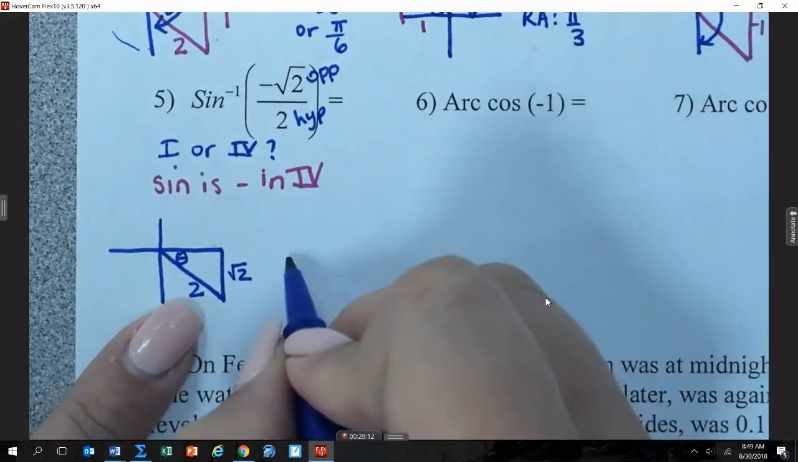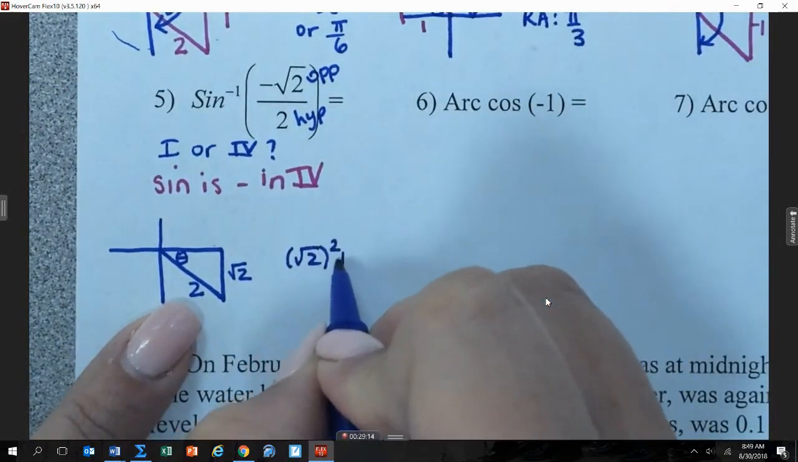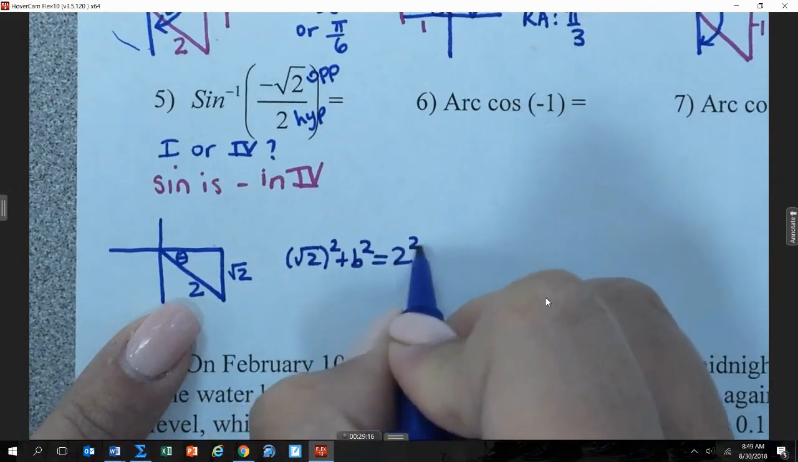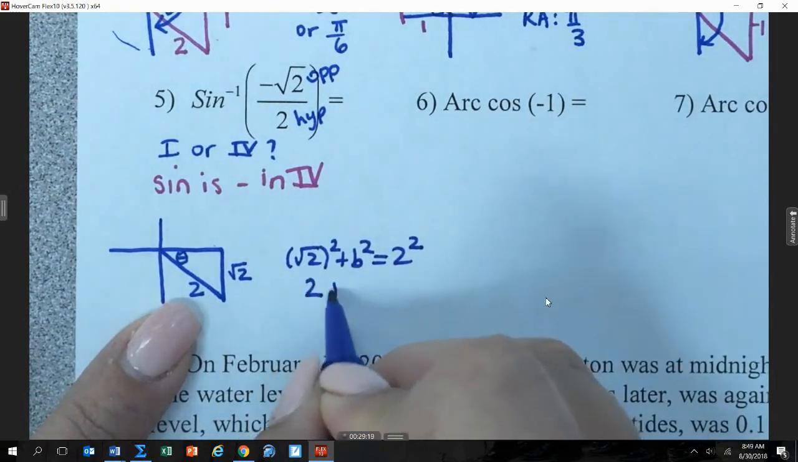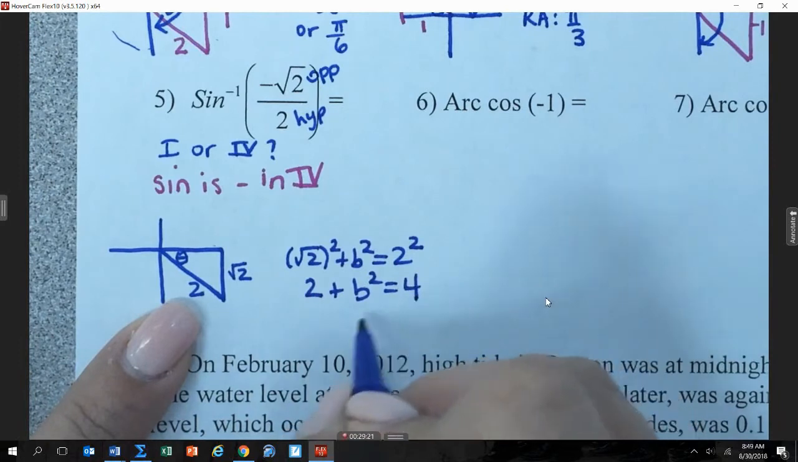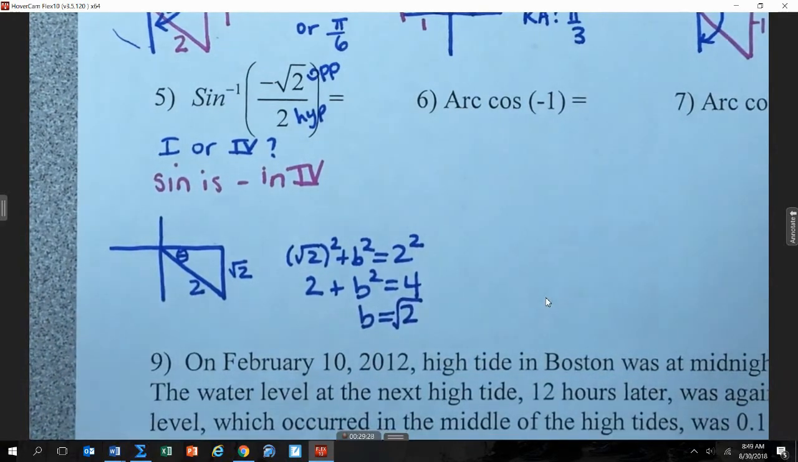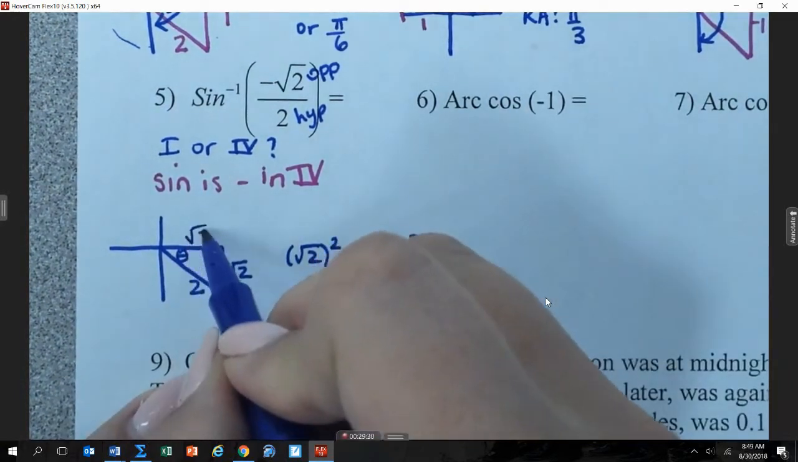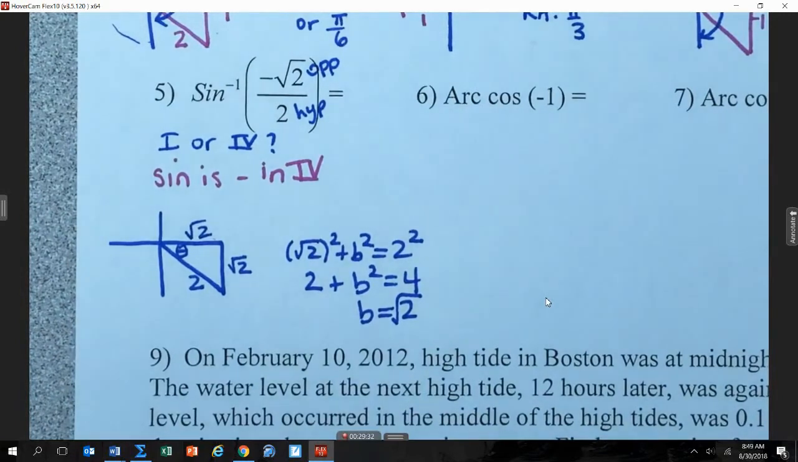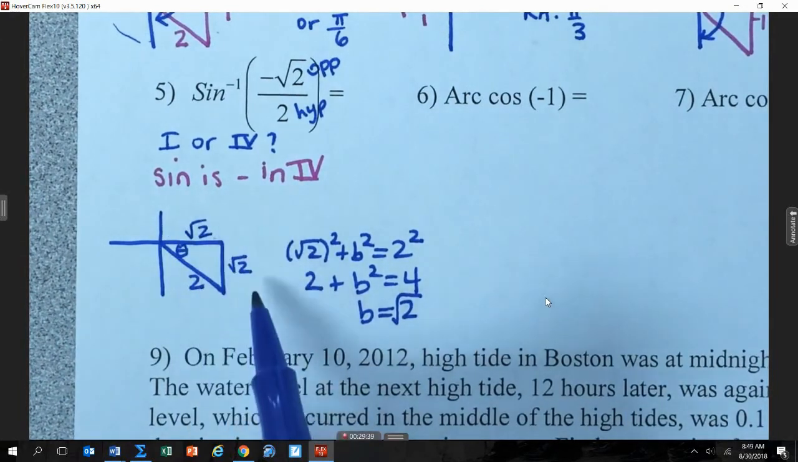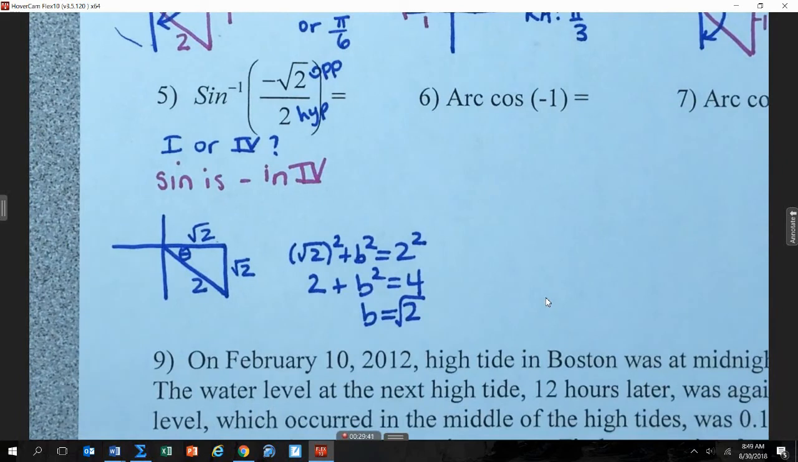Let's go ahead and choose the Pythagorean theorem. Square root of 2 squared plus b squared equals 2 squared. That's going to be 2 plus b squared is 4. So if I subtract 2 on both sides and then square root, I'm going to get the length is square root of 2. So what kind of triangle is that? 45, 45, 90. See how now it's an isosceles triangle? Two of the side lengths are the same length. Okay, so that's how I know it's 45, 45, 90.